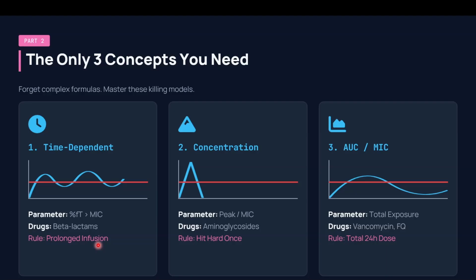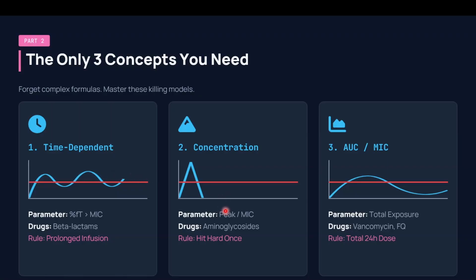So the rule is prolonged infusion. For example, piperacillin tazobactam should be given over 4 hours. So if it is given Q6 hourly, every time it's given over 4 hours. So throughout the time period of 24 hours, the antibiotic level should be above the minimum inhibitory concentration.